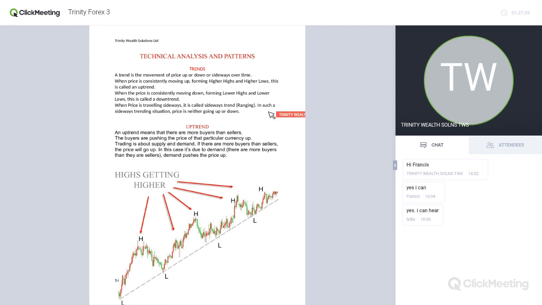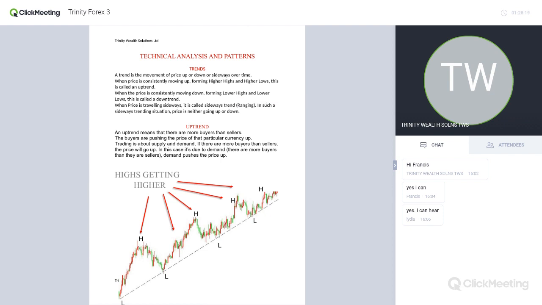So we are saying when price is consistently moving up, forming higher highs and higher lows, each successive candlestick is higher. Its high is higher than the previous high of the previous candlestick. Then the market is uptrending, it's moving up, and that is called an uptrend. When the price is consistently moving down, forming lower highs and lower lows, this is called a downtrend. All right. So remember, these lower highs and lower lows are formed by the following candlesticks.